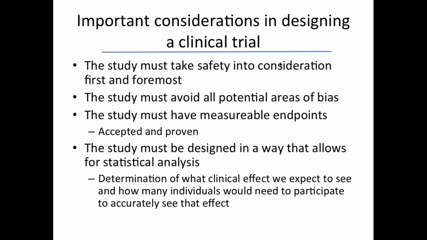So there are processes actually for getting measurable endpoints accepted and proven, but usually the first step to that process is actually publishing natural history studies to understand what is considered something to be measured in a condition, if that makes any sense. And the study has to be designed in a way that allows for statistical analysis.